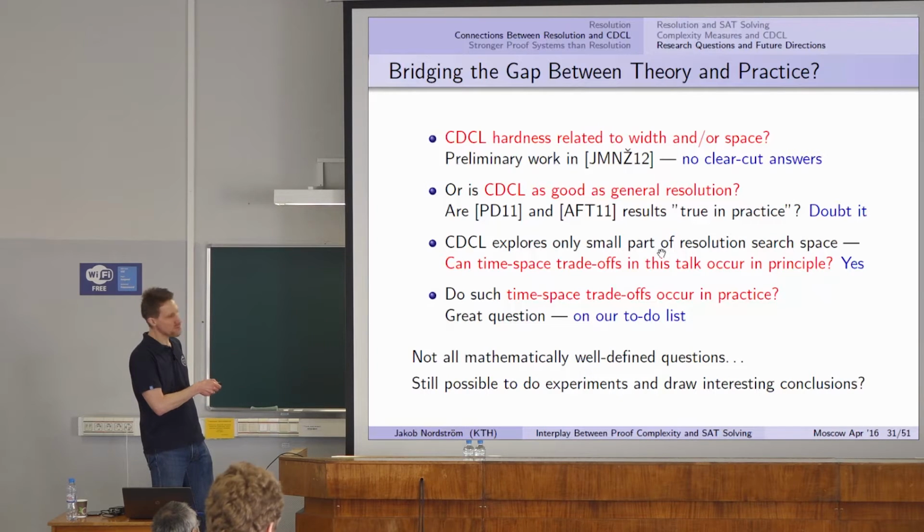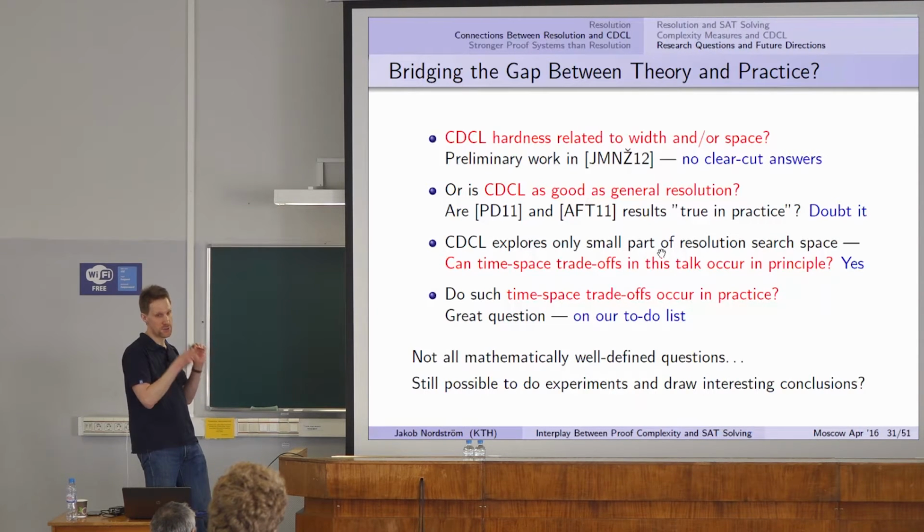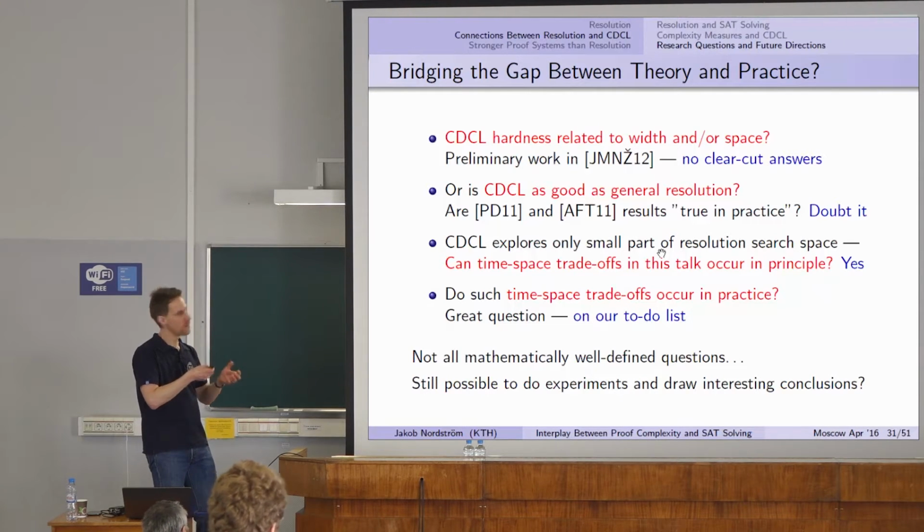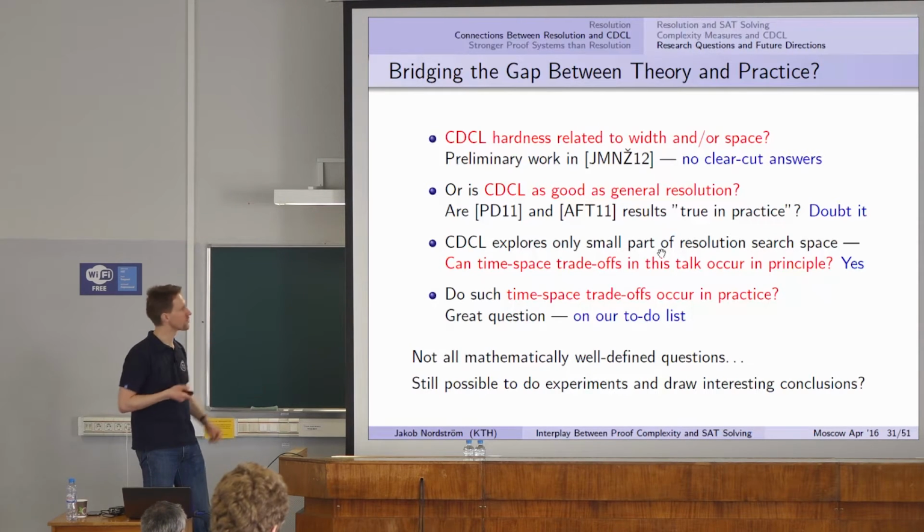But these papers still tell you something. Morally, what they tell you is that if you really get your variable selection heuristic right, and if you somehow manage to remember the clauses that you really need, then you're as good as resolution. But those are two strong assumptions.